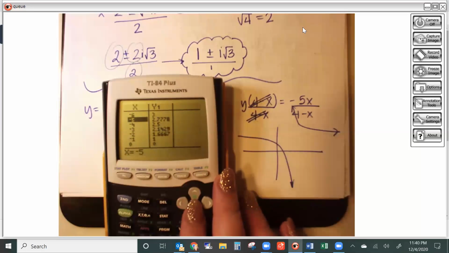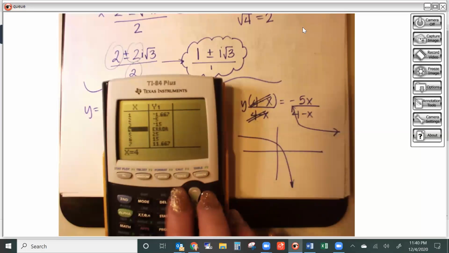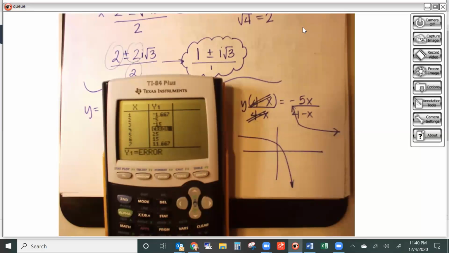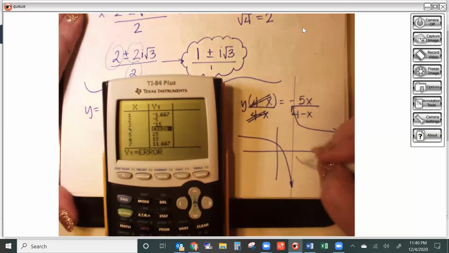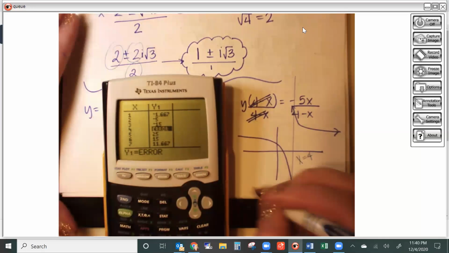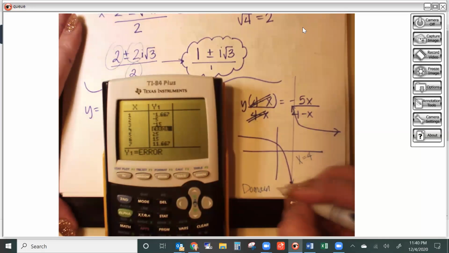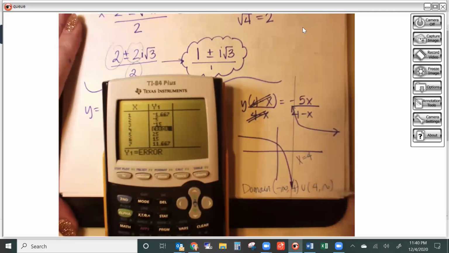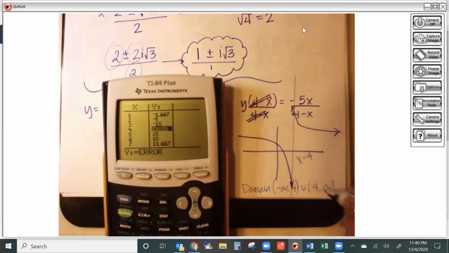I don't see that error. Oh, there it is. See it? At 4, that's where my error is. So this value happens at x equals 4. And remember that if I have an asymptote at 4, I cannot touch 4. So my domain should be from negative infinity to 4, union, and then 4 to infinity. Remember that you should have parentheses, not brackets, because you can't actually touch that value. You can get super close to it because it's an asymptote, but you never actually get there. Okay?